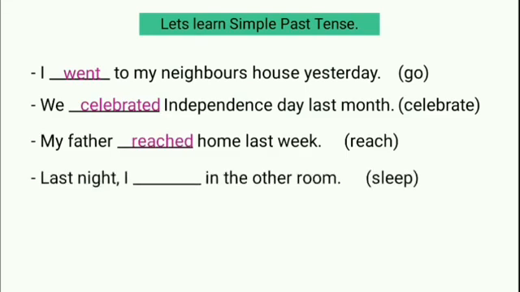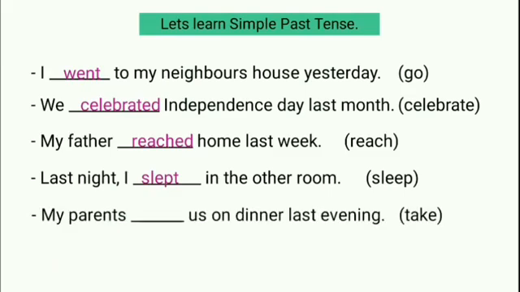Next sentence: last night I dash in the other room. The word is sleep. So how do we change this? Last night I slept in the other room. Next sentence: my parents dash us on dinner last evening. The word is take. How do we change this into the past form of the verb? My parents took us on dinner last evening.